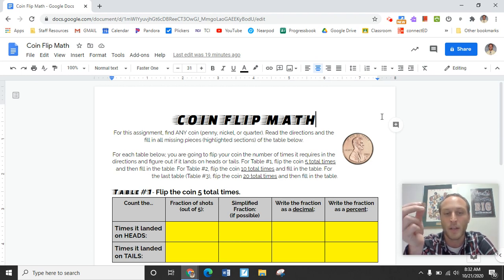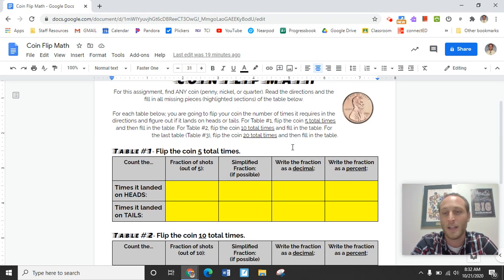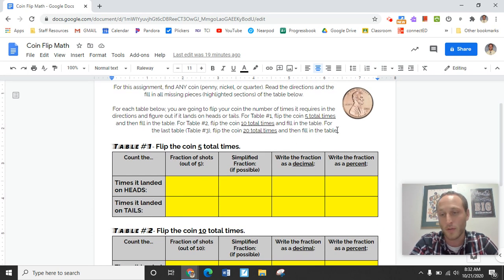So basically you're going to flip this coin a certain number of times, and then you're going to figure out how many times it lands on heads as a fraction, decimal, and percent, and how many times it lands on tails as a fraction, decimal, and percent. So I want to quickly explain and demonstrate how one of these would potentially go.